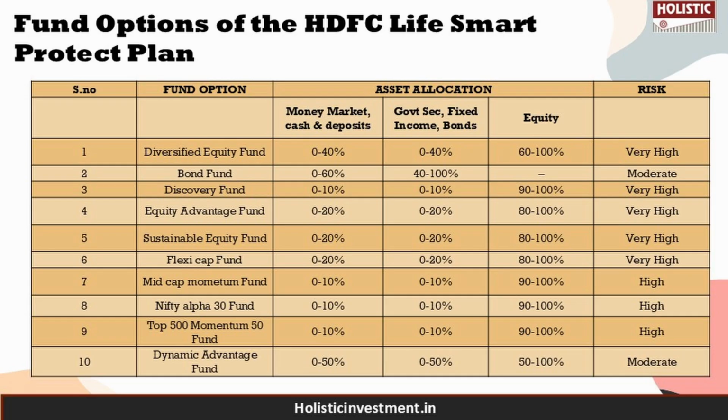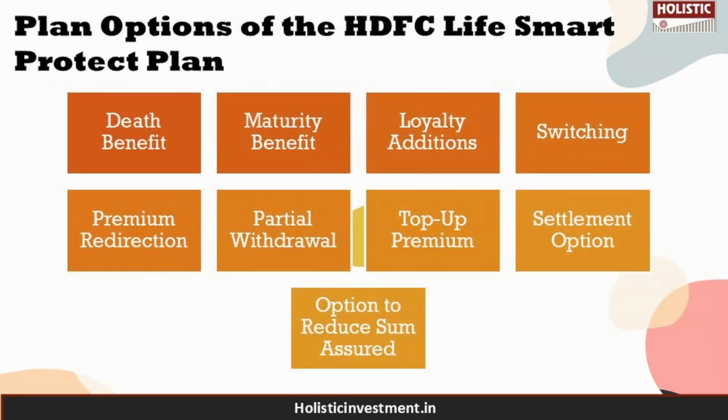As you can see, all these fund options are presented on the screen in a tabular column indicating what percentage of allocation each fund option has to certain asset classes, for example money market, which includes cash and deposits, and also government securities, fixed income, bonds, and equity. They are also categorized based on the risk profile each fund option has, which can range from moderate to very high. And how much you can allocate your premium to a fund option depends on what kind of plan option you opted for at the inception of the policy.